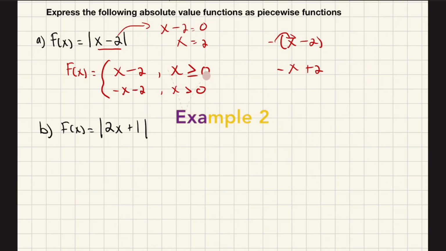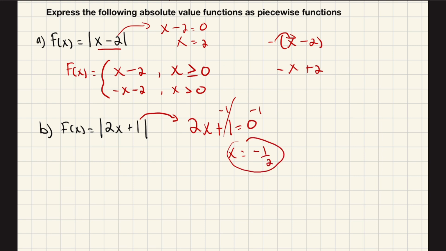For a second example here, we've got f at x is equal to the absolute value of 2x plus 1. So like we did the first time, we're going to find the boundary of where this has been translated to by setting these absolute value bars to 0, kind of like what we do with a bracket. So 2x plus 1 equals 0. And if I isolate for this, I would get x is equal to negative 1 over 2. So this is going to be the boundary that we're working with.